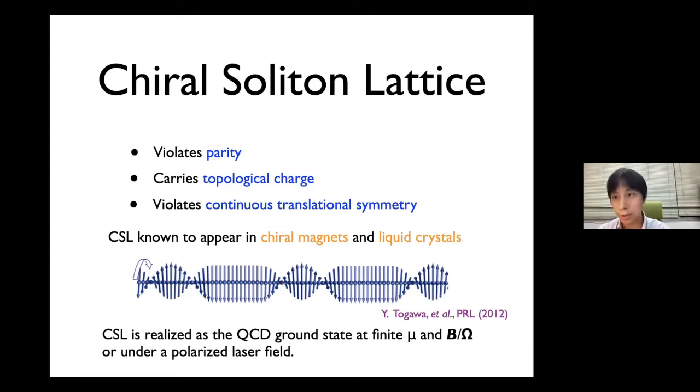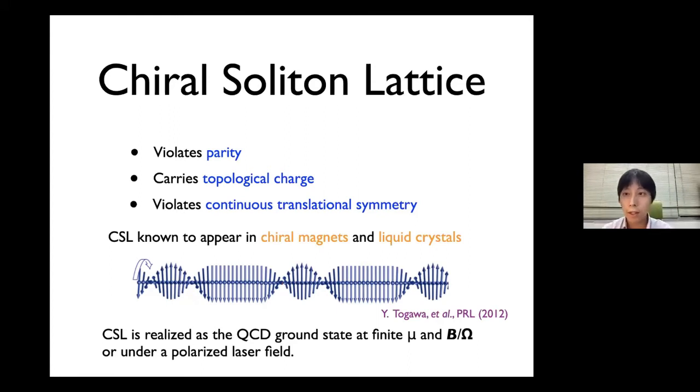And this arrow shows the direction of the spin. Because of the helical structure of the spin, parity symmetry is broken because the direction of spin is fixed in only one direction. Also, because of the modulation of this spin structure, the continuous translational symmetry is also spontaneously broken. And so this is a lattice structure of spin. One can also show that each lattice carries some finite topological charge. Therefore, this spin structure is the chiral lattice.